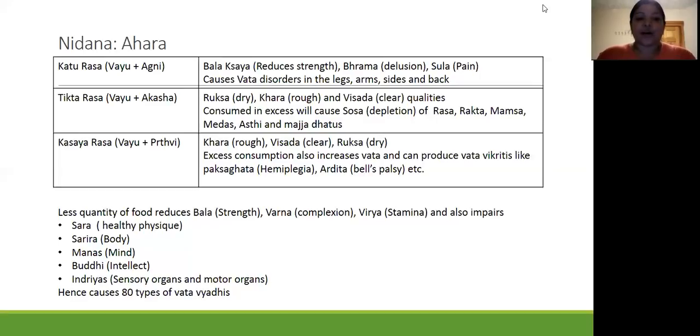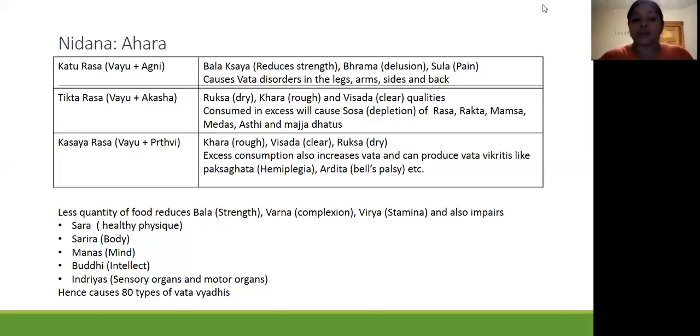Okay, so also not just the food that we're consuming, but the manner in which we consume food. For instance, if we're taking a small quantity of food, or irregular consumption of food, all of these reduce, again, bala or strength. It reduces complexion or varna. It also reduces virya, and virya here means stamina, okay? So in the context where it's being used, the term virya means stamina. So by consuming food in this manner, in this habit, it can reduce all of the things that help to produce structure and nourishment in the body.